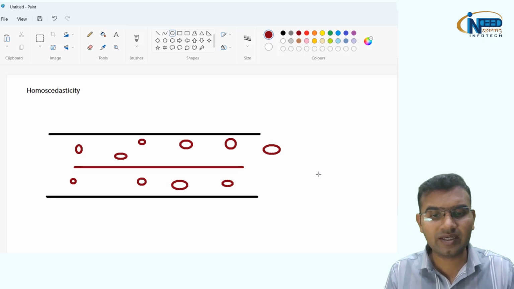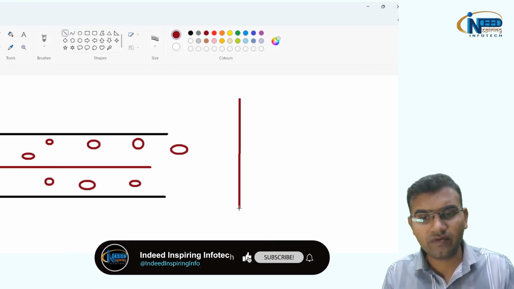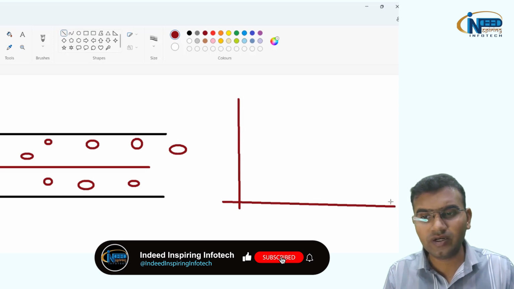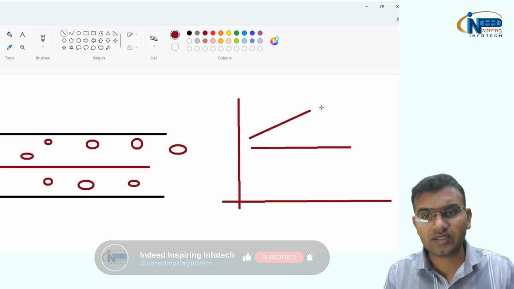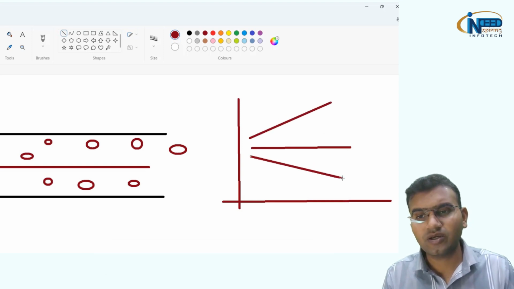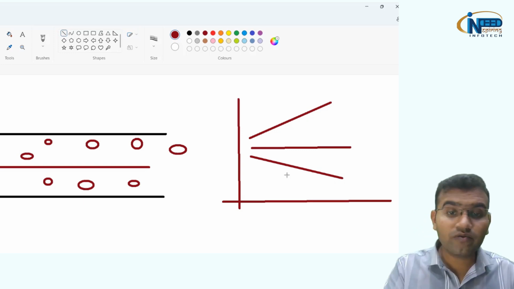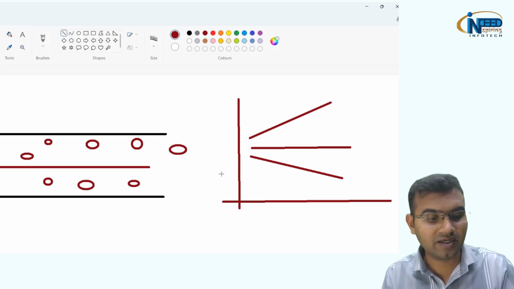But if this is not the case, then the second thing would be heteroscedasticity. In that particular case, you will see in the graph a distribution that would be something like this. These will be the data points of the errors. So we need homoscedasticity. We don't need heteroscedasticity.